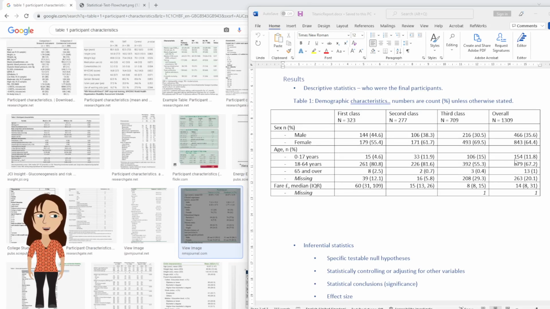In the last couple of videos, we were looking at how to build this table one of demographic characteristics, or this might be participant characteristics. And a question here might be, do I need to add p-values onto this table? So I'll talk about that in a second, but the first thing I would say is it's not enough just to build this table. We also need to describe it in words.